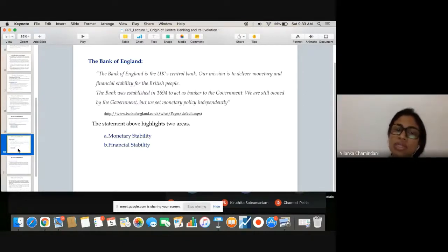When we discuss the organizational structure of the central bank, the Central Bank of Sri Lanka, we are going to discuss the way the governor and others have been appointed. At that time we can understand the link with the government, the authority, power and all.